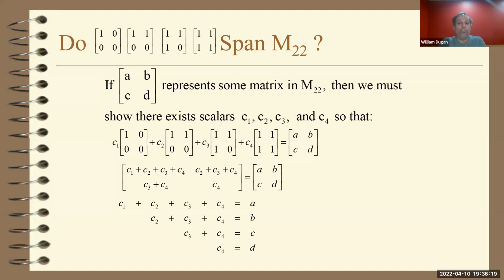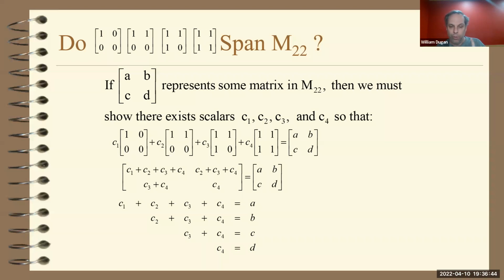Once again, notice that we get a linear system in C1, C2, C3, C4. And the question is, is there a solution for every A, B, C, and D? We don't care if there's more than one solution. We just want to know there is a choice for C1, C2, C3, and C4, so that for those choices, all these equations are true.